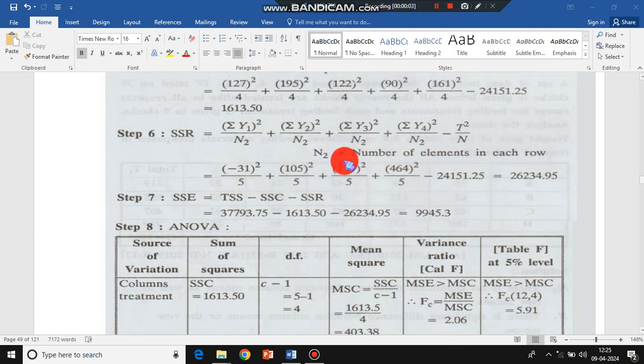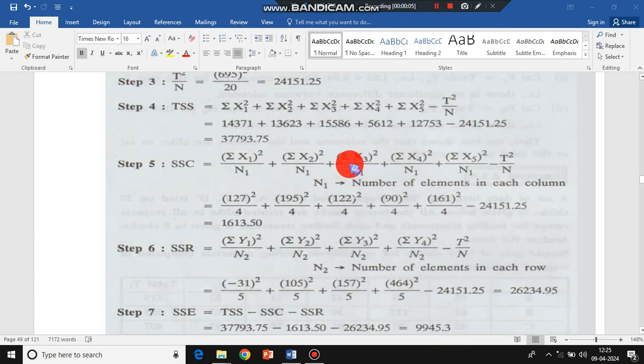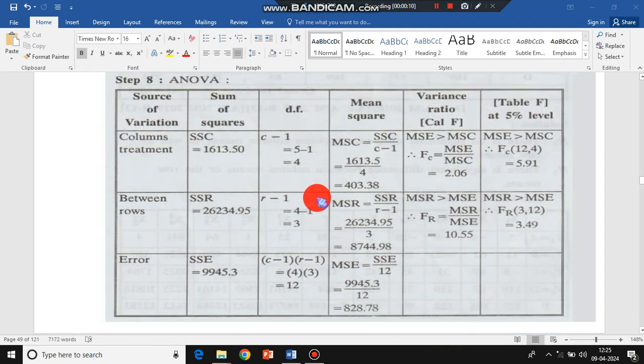So after getting the TSS, SSC, SSR and SSE, we are coming to the table here. This is called the ANOVA table for two-way analysis. You must remember that the two-way analysis comes in RBD, randomized block design. There only we are using two-way analysis. One-way analysis is done on CRD, completely randomized design. Therefore here we have to make the two-way analysis.